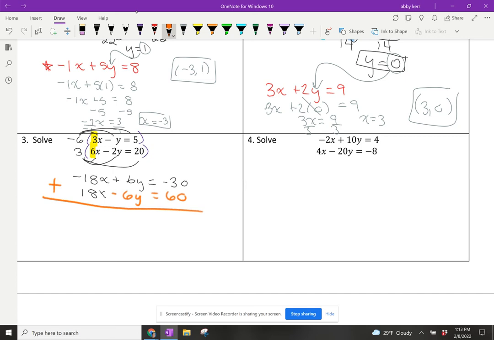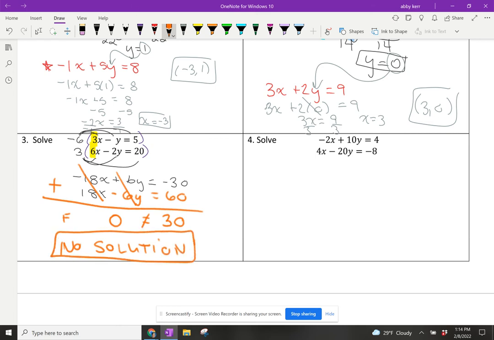When we add things together, the x's go away, but notice what happens here. 6y plus negative 6y goes away. When you're left with nothing, you can write a big 0. Negative 30 plus 60 gets you 30. This is a false statement, which leads to the conclusion that there is no solution for this system of equations.